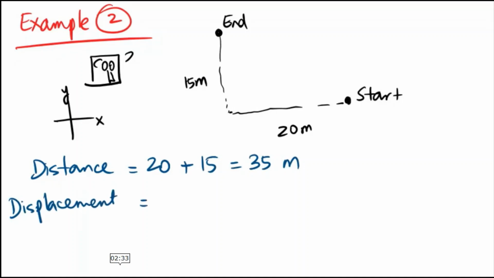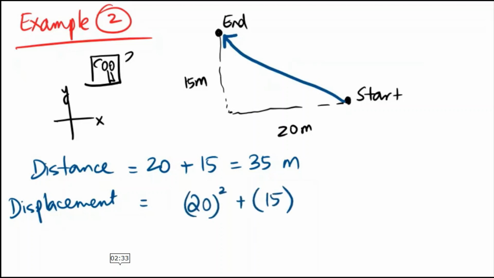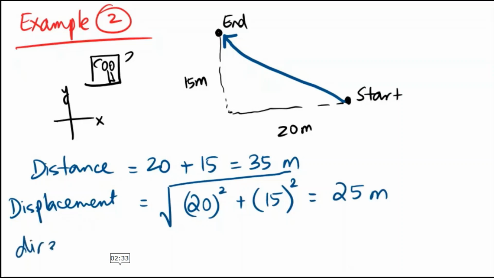In that case, we have to use the Pythagorean theorem. Treat it as a right angle triangle. Find the hypotenuse of the triangle using the Pythagorean theorem: a squared plus b squared is equal to c squared. And then don't forget to take the square root at the end. The final answer is 25 meters.